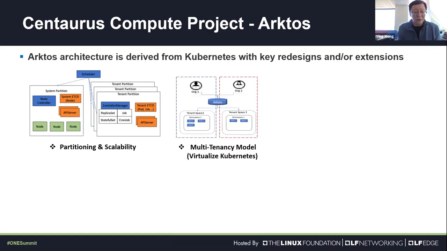And the second one is the multi-tenant model. We call it virtualized Kubernetes. Kubernetes was designed from the beginning with no multi-tenancy support, and I know the community is still working on that. We come with an innovative approach to solve the multi-tenant problem for Kubernetes. Physically it is one cluster, but each tenant feels this cluster belongs to them. So that's what we call virtualized Kubernetes, and that's one of the major changes we made to the Kubernetes architecture.